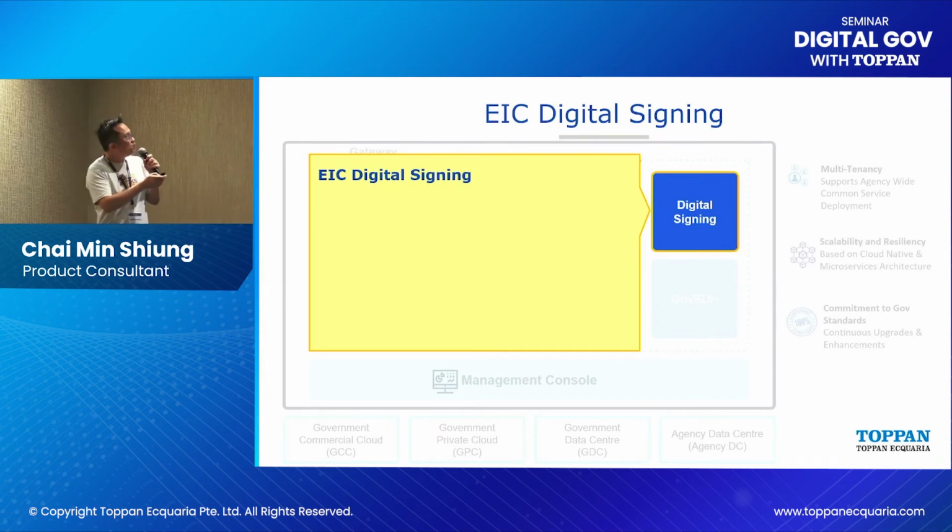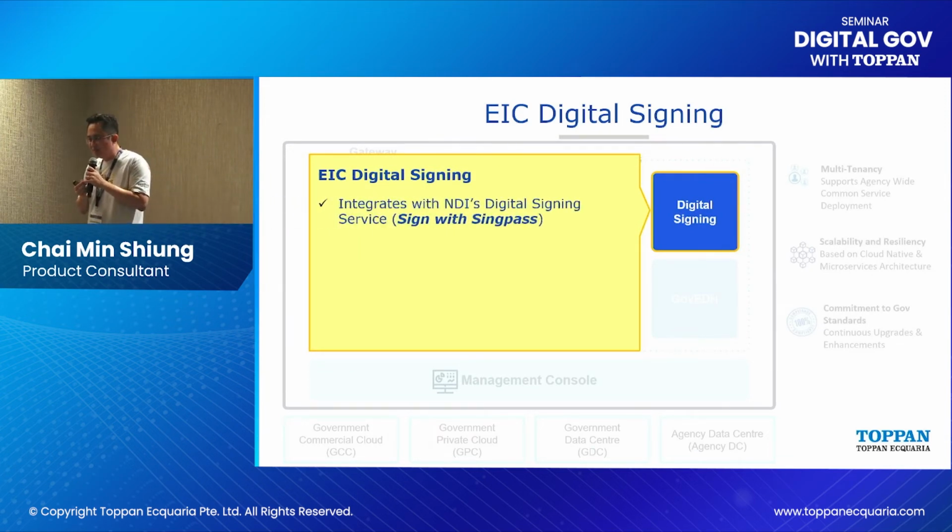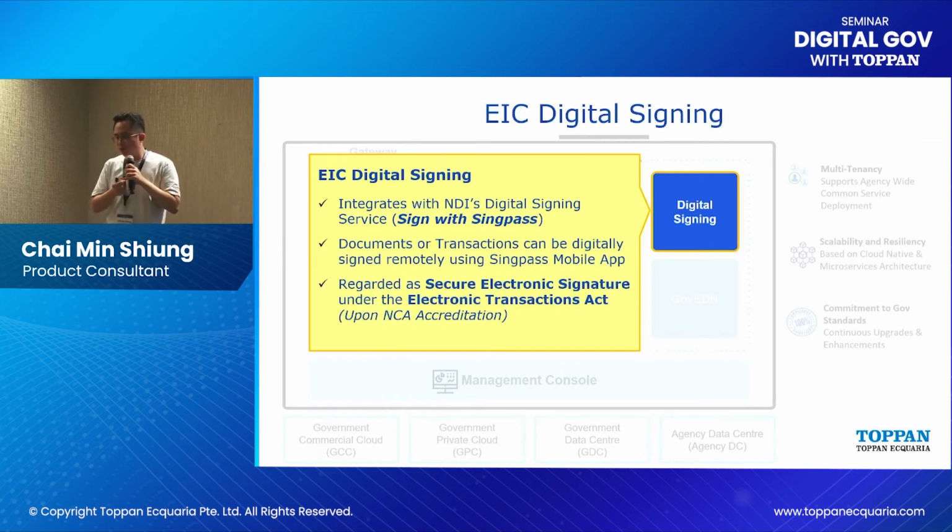Okay, so we want to integrate with EIC Digital Signing. EIC Digital Signing will help you integrate Sign with SingPass into your applications. What we want to do is document or transaction signing easily, digitally signed using your SingPass mobile app. Once you sign your document or transaction, it will be regarded as a secure electronic signature under the Electronic Transactions Act, or ETA, but this is, of course, pending the NCA accreditation. NCA stands for the National Certification Authority.